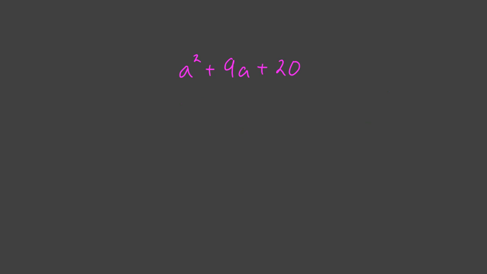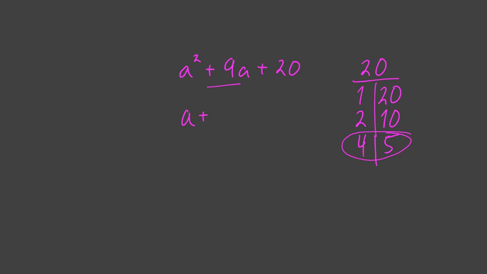All right, so now we're dealing with a c value that is not prime. So if we list out all the factors of c, we'll get 1 and 20, 2 and 10, 4 and 5. And we're looking for a factor pair that adds up to positive 9. And it looks like that's going to be 4 and 5. So a plus 4, a plus 5 would be our factored expression.